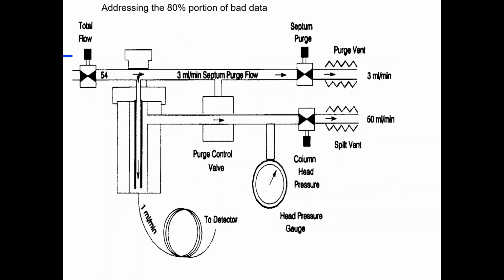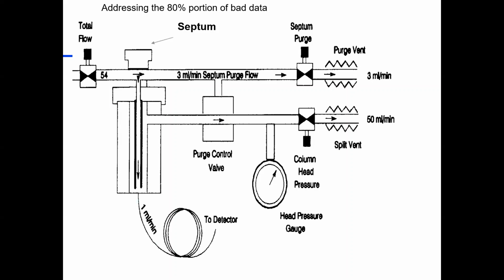So this just kind of shows some of the places where things do go wrong. So here we've got our system again. We've got 54 mils per minute coming in here. Is 3 mils per minute going to go across here and out into the vent? Is the rest of the 51 going to go here? Are we going to get 1 mil per minute here and the rest going out? So that's basically what we're dealing with. Are we getting the flows that we think they are supposed to be?